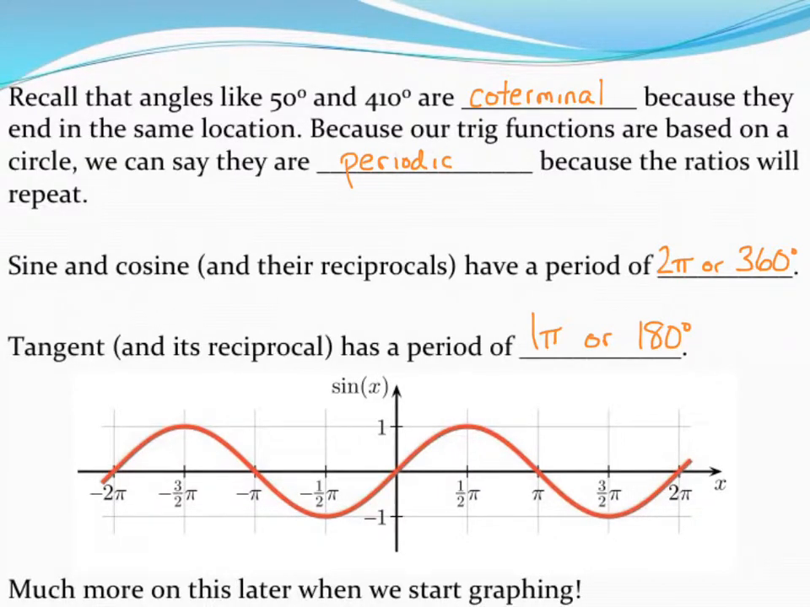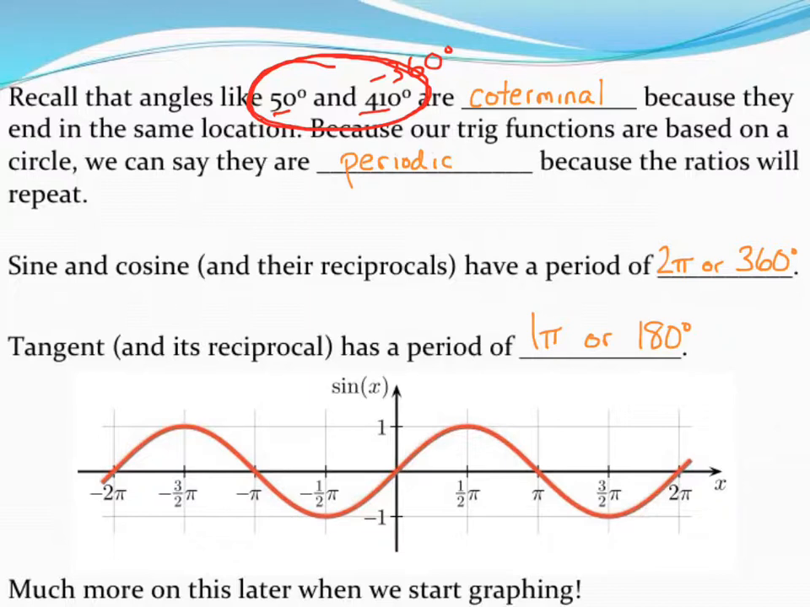You may recall that angles like 50 degrees and 410 degrees are called coterminal angles because they end in the same location. If I were to take 410 and subtract 360 from that, I'd end up with 50, meaning those angles would look identical. Now, because those angles look the same, it means the sine of those two angles, or the cosine of those two angles, would be the same.